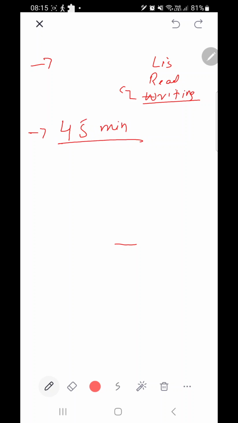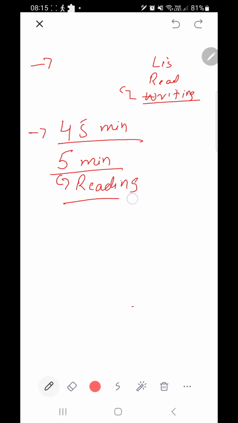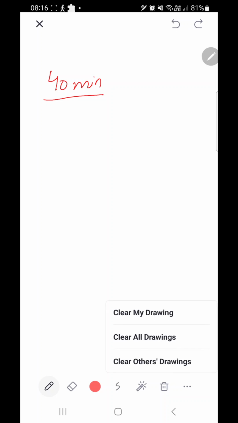And out of that 45 minutes time, the first 5 minutes, you are not allowed to write anything anywhere. It's just your reading time. You can read the case notes, right? After that, you have 40 minutes time to complete the task. Now you can see the case notes in front of you when you're writing the letter, right? So in that 40 minutes time, you have to compose a writing task.